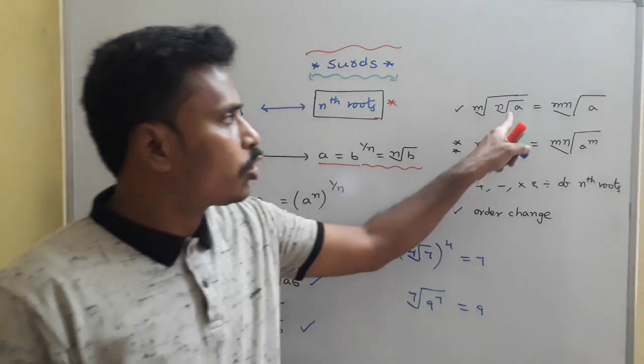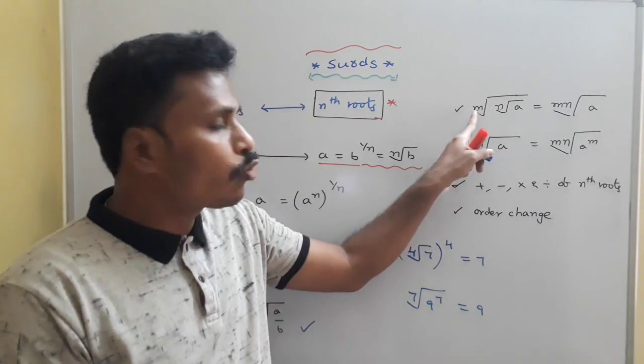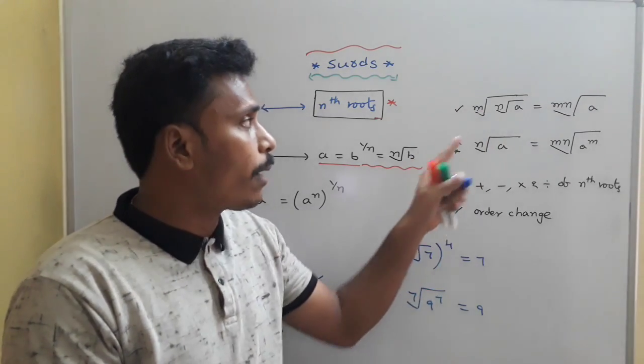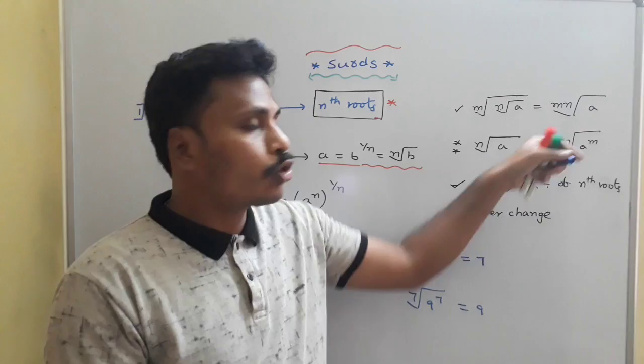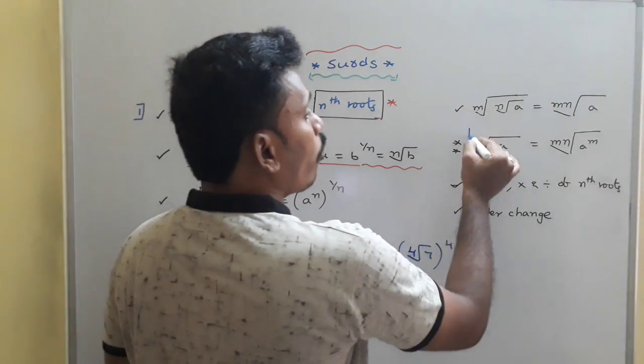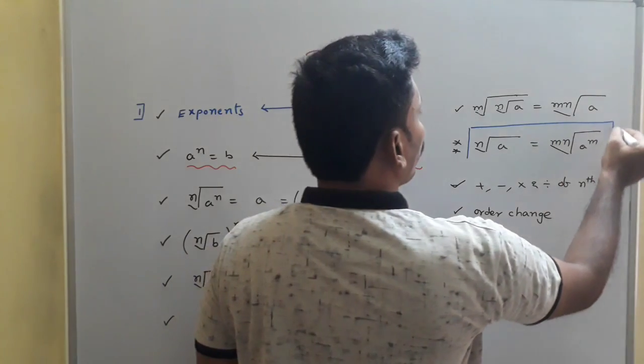As we said, this nth root means power 1 by n, m-th root means power 1 by m, and with the help of laws of exponents we can combine those two, 1 by m and 1 by n, so that become mnth root of a, right? And the next thing is nth root of a is equals to mnth root of a power m.